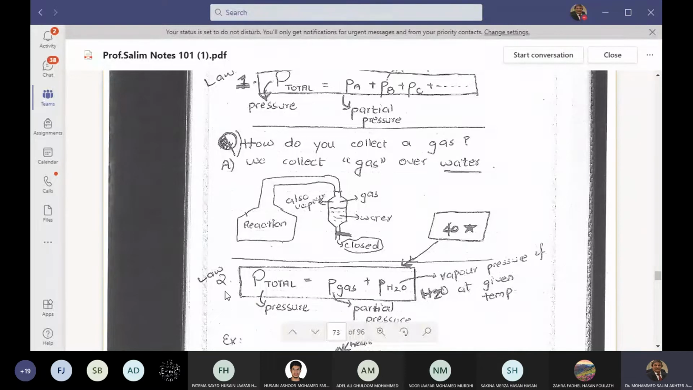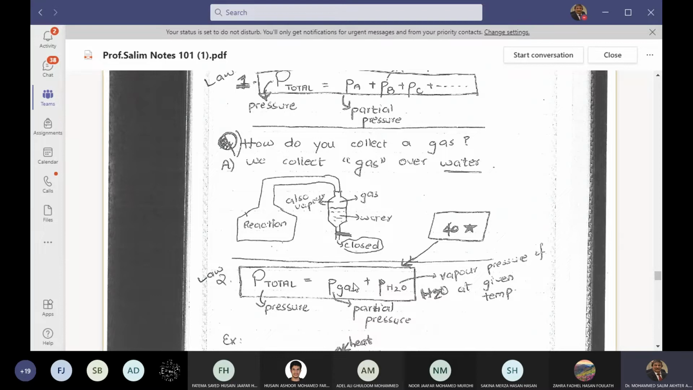This is Dalton's law number 2. I will calculate the total pressure. I can find from the handbook or from the table the pressure of water at a given temperature. So if you want the pressure of pure gas, P total minus this, you will get the pressure of the gas.